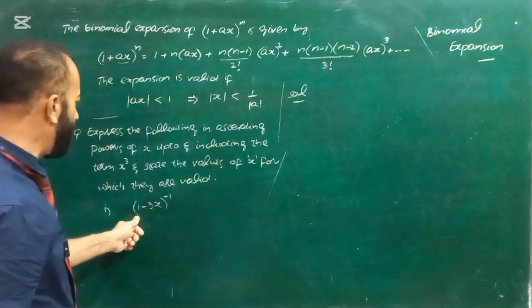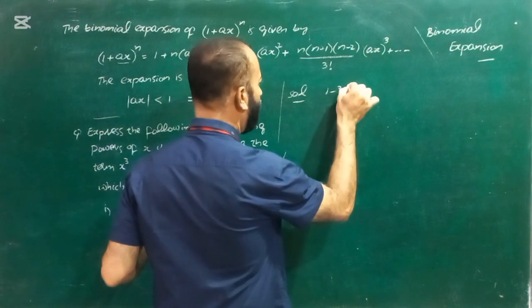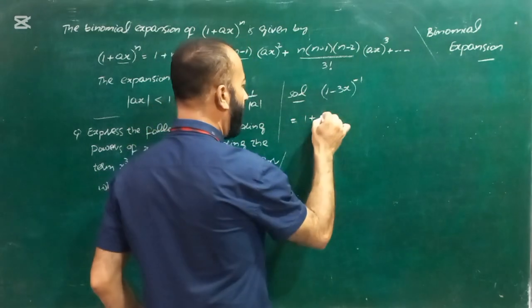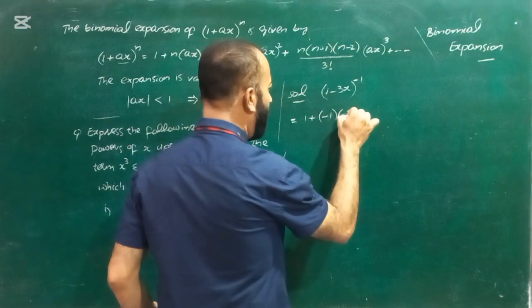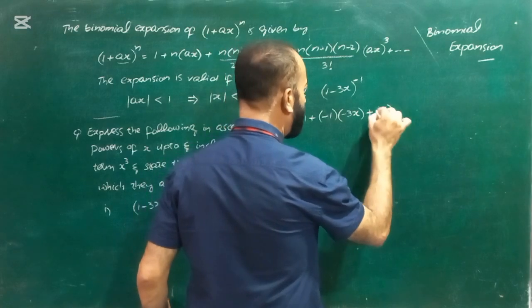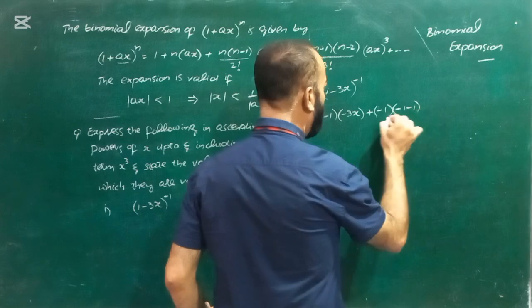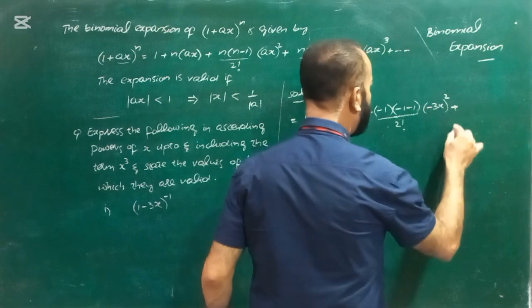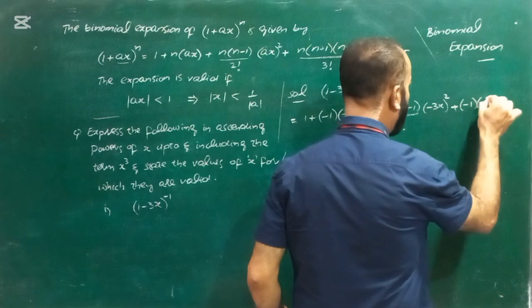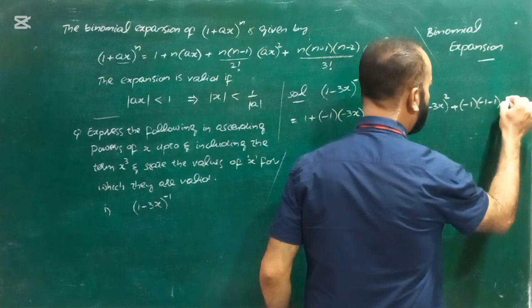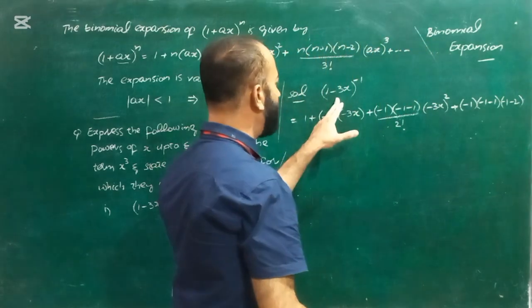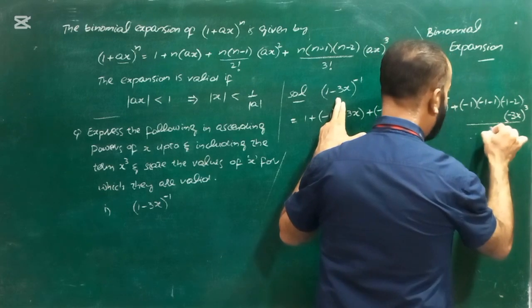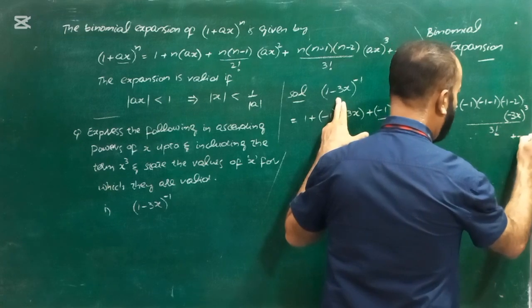The question is (1 - 3x)^(-1). So binomial expansion will be applied. 1 + n(-3x) + n(n-1)/2! (-3x)^2 + n(n-1)(n-2)/3! (-3x)^3, and so on.